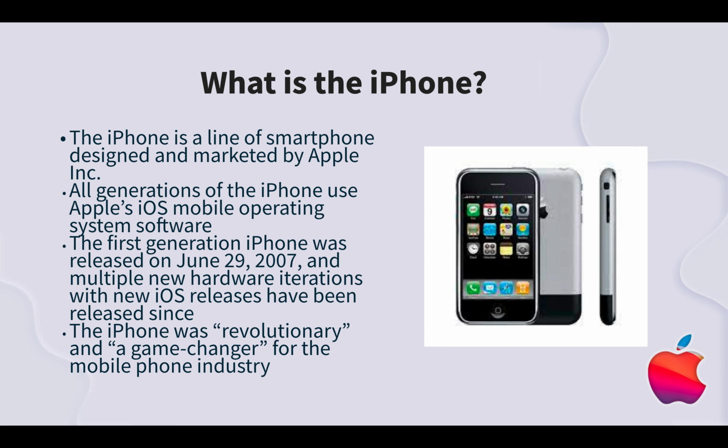So first, what is the iPhone? The iPhone is a line of smartphones designed and marketed by Apple Inc. All generations of the iPhone used Apple's iOS mobile operating system software. The first generation iPhone was released on June 29, 2007, and multiple new hardware iterations with new iOS releases have been released since then. The iPhone was revolutionary and a game changer for the mobile phone industry. Here is a picture of the first generation of the iPhone.